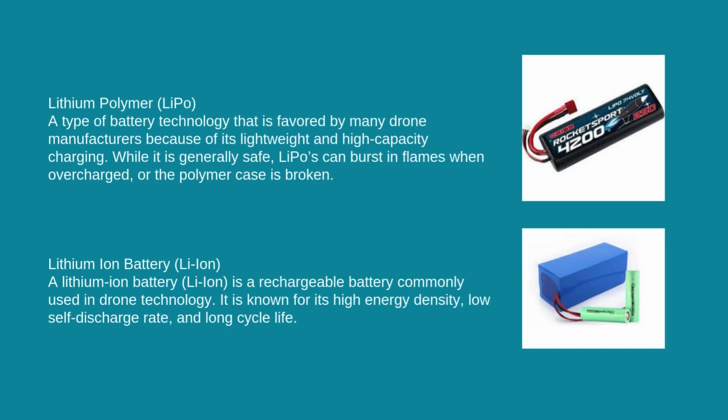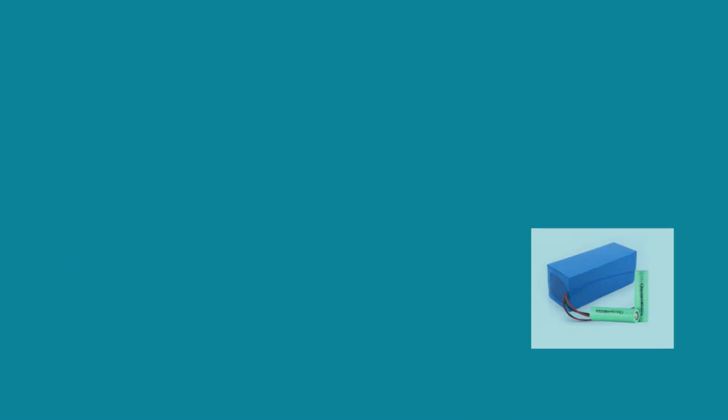Lithium polymer, LiPo, a type of battery technology that is favored by many drone manufacturers because of its lightweight and high-capacity charging. Lithium-ion battery, Li-ion. A lithium-ion battery is a rechargeable battery commonly used in drone technology.